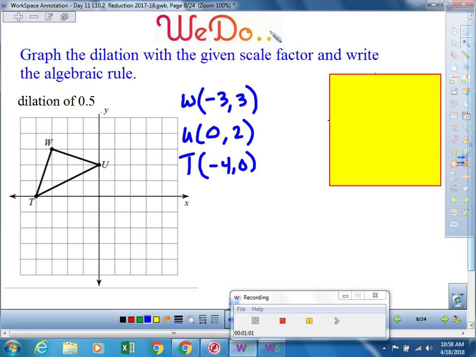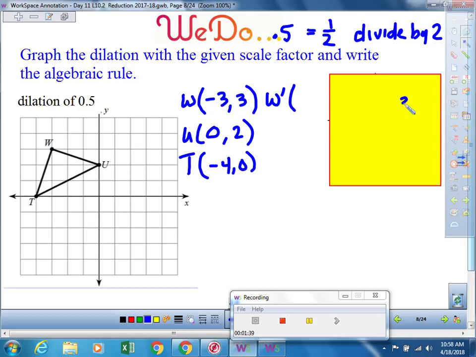All right. So this 0.5 is the same as 1/2. And so you can just divide these numbers in half or divide by 2. If you don't know that 0.5 is 1/2 and you divide by 2, you better write that down. W prime, okay, 3, half of 3.